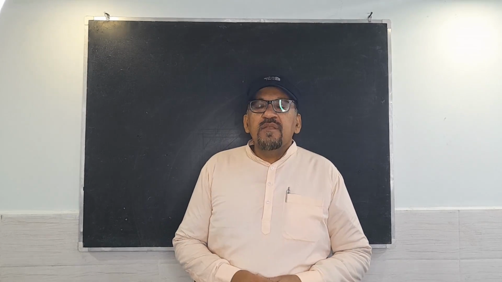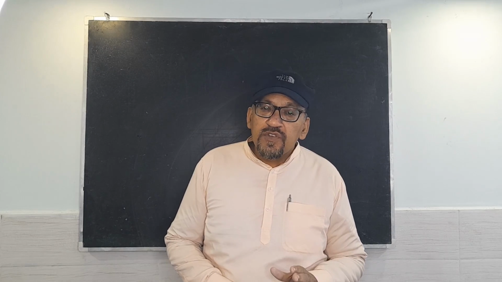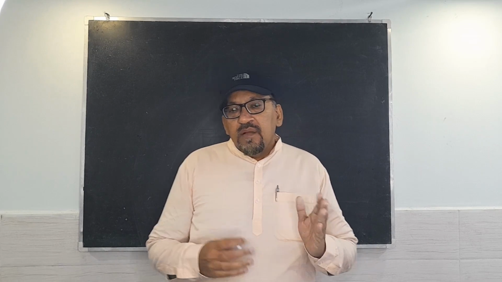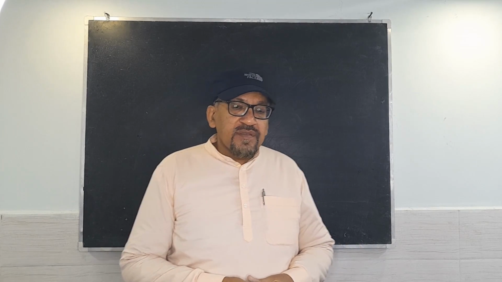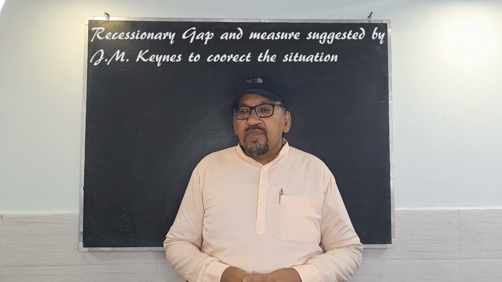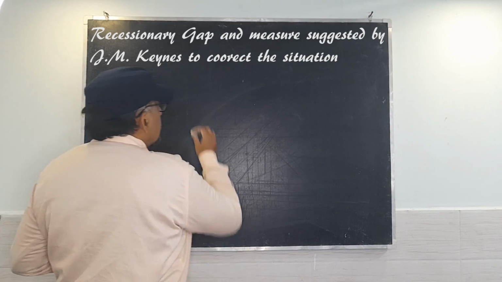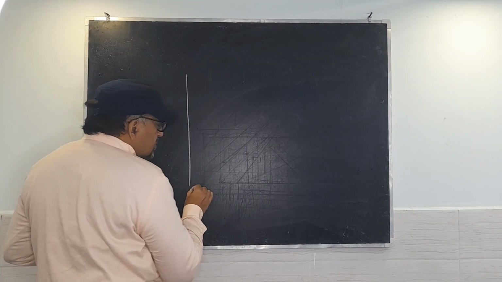Today we are discussing the problem of recessionary gap or deficient demand and its solution or measure suggested by J.M. Keynes. How can we remove this recessionary gap from the economy? So what measure has been suggested by J.M. Keynes?